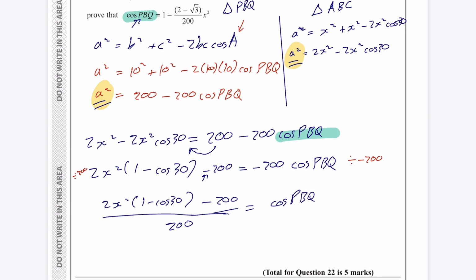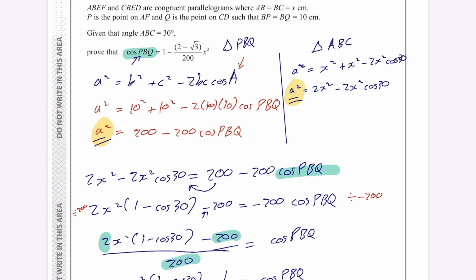And we can now see that these two and this can be simplified, so that would become x squared bracket 1 minus cos 30 minus 1, and this will still have 100 underneath it, because 2 divided by 200 is 100 underneath, and 200 by 200 is negative 1, is equal to cos PBQ. And now you can see we are very close to the answer. So we've got 100 in the denominator, we've got the 1 minus, and we can write that the other way around.